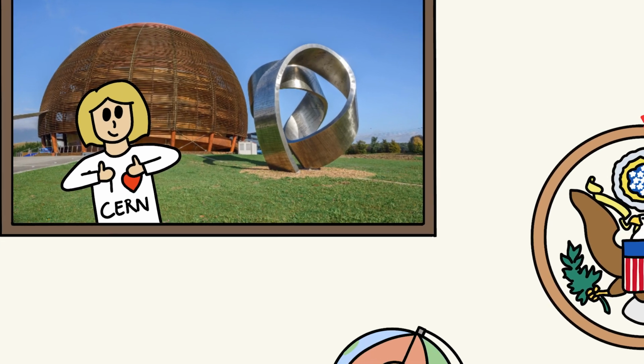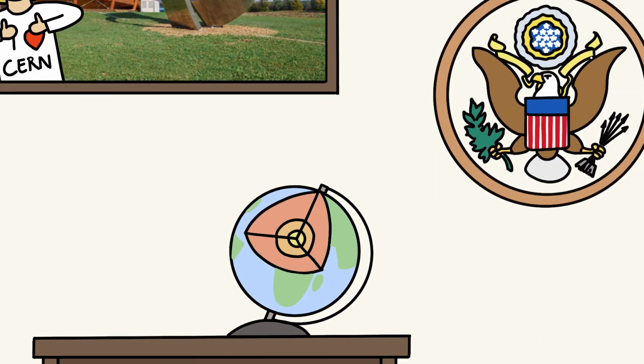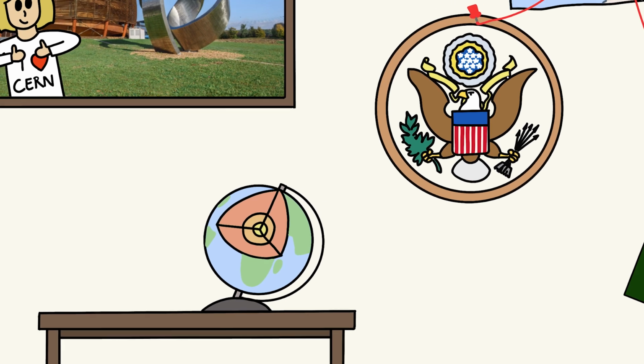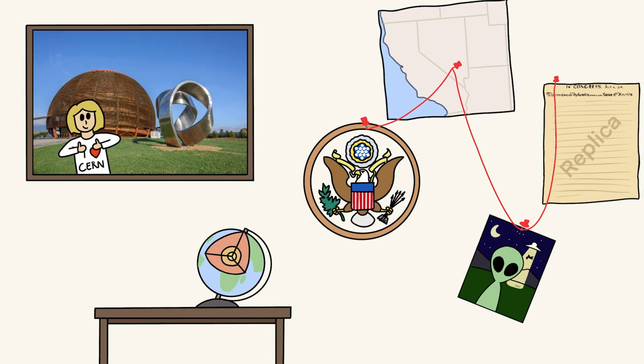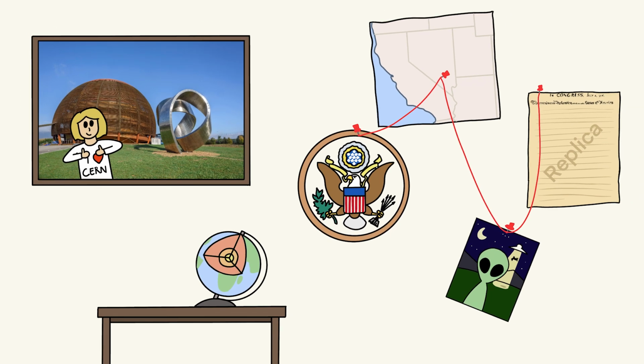Is it at the center of the Earth? Is it in the hands of the US government, who keeps it safely guarded in Area 51 in a secret basement beneath the secret basement where they keep the aliens and the real Declaration of Independence, you know, the one with the secret map on the back?